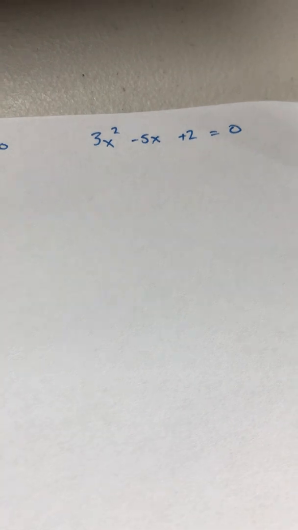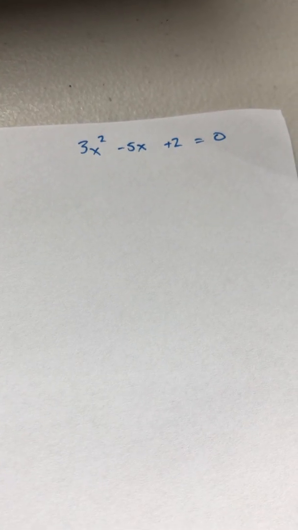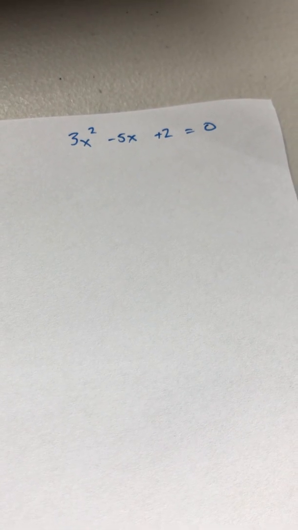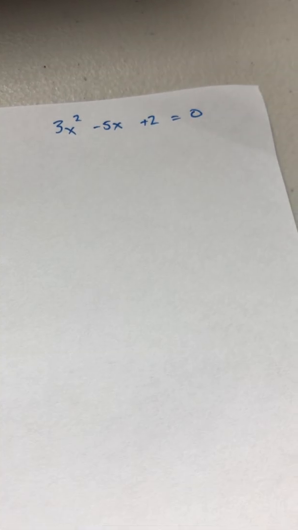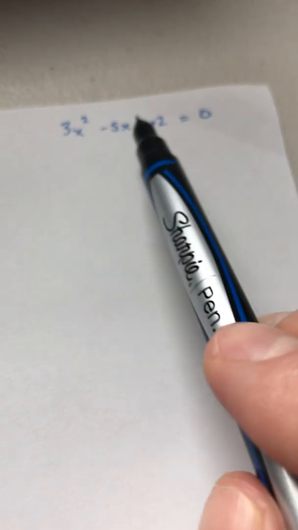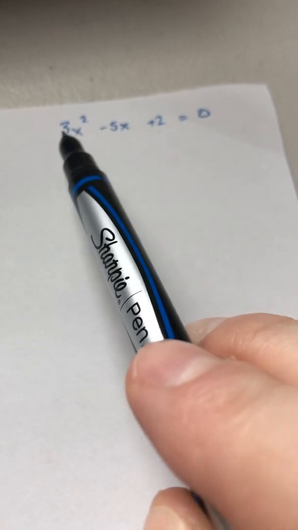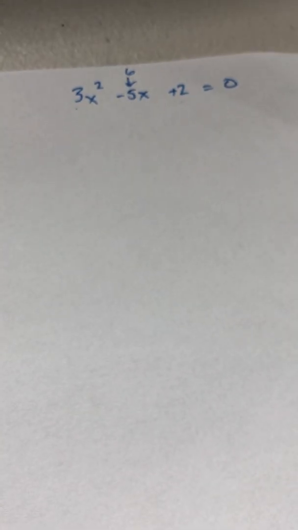And over here, now this one I can't get rid of the 3. 3 doesn't go into 5 or 2 evenly. So if I want to factor this one, this is where we take our a and our c value and multiply them together. So we're looking at 6. Are there any factors of 6 that add up to be -5? Well, -3 and -2.